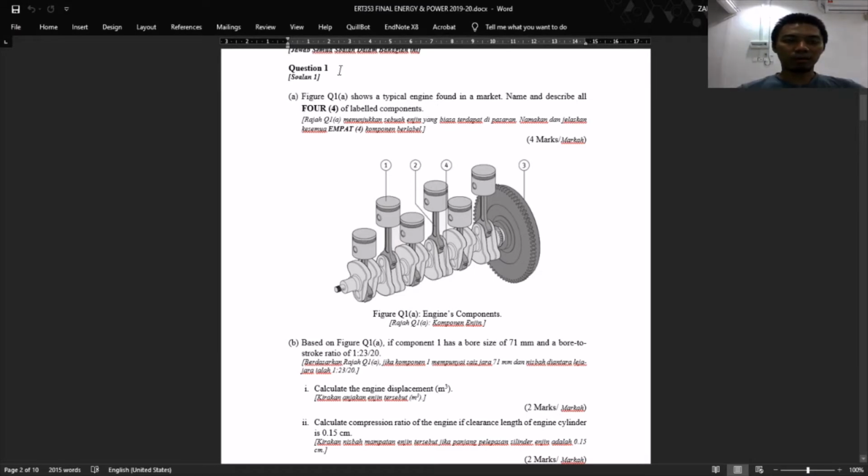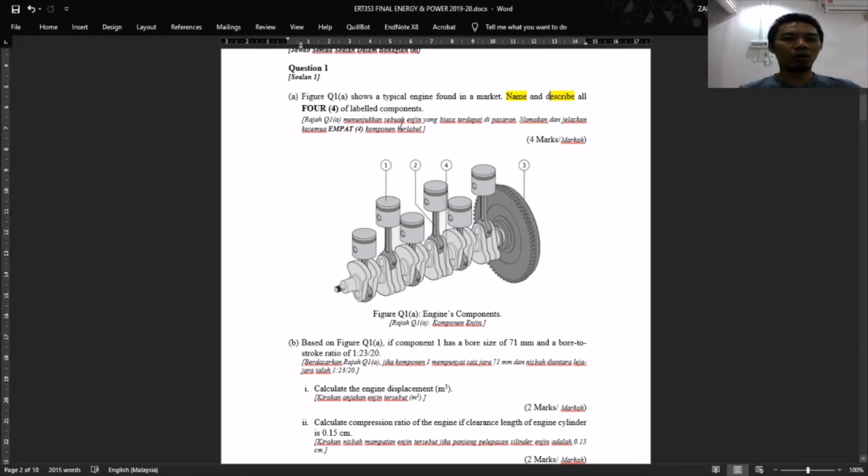Question 1 has two components, question 1A and 1B. Question 1A goes like this: Figure Q1A, which is this one, shows a typical engine found or available in the market. Name and describe. Let me highlight it for you.